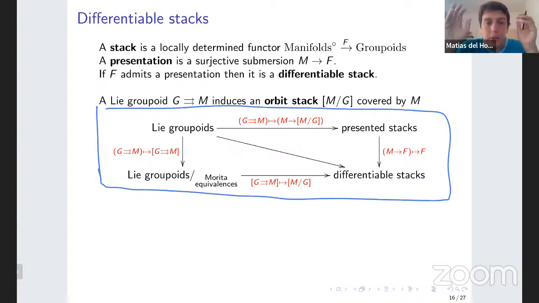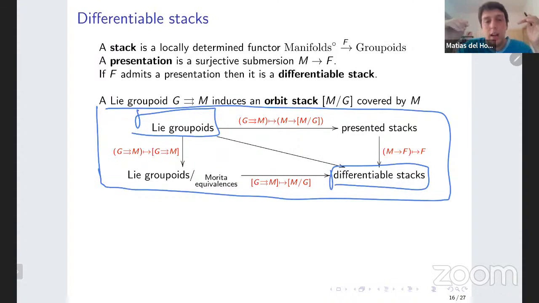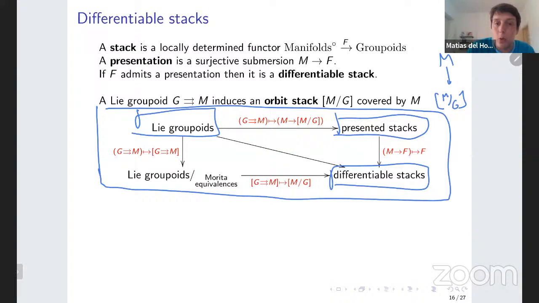What I'm saying is that you have Lie groupoids and differentiable stacks, and there is no precise correspondence. It's not that one corresponds to the other. Things don't match exactly. But this is not bad, actually, because it gives us a richer theory, or many ways to think about it. In this diagram, the horizontal lines are equivalences of categories, loosely speaking. So a presented stack is the same as a Lie groupoid. I can recover the original groupoid by taking the canonical projection from M into M over G and taking the iterated fiber products of this map with itself.